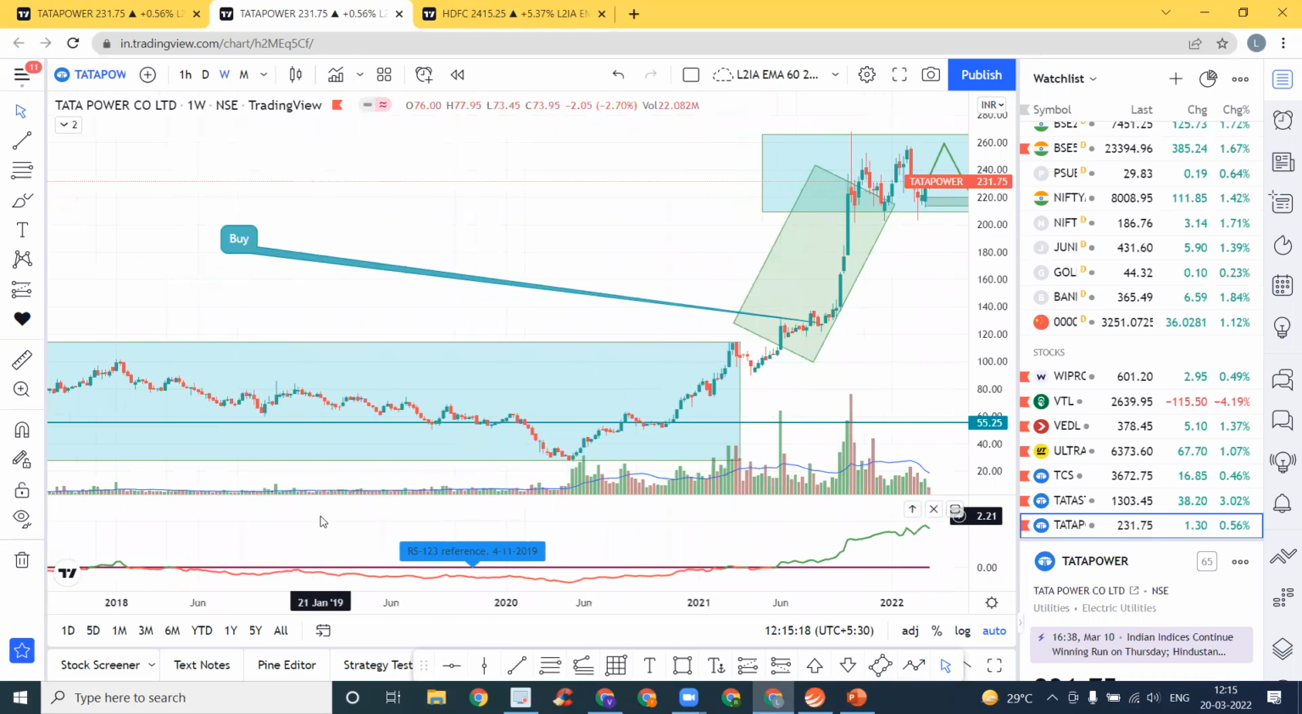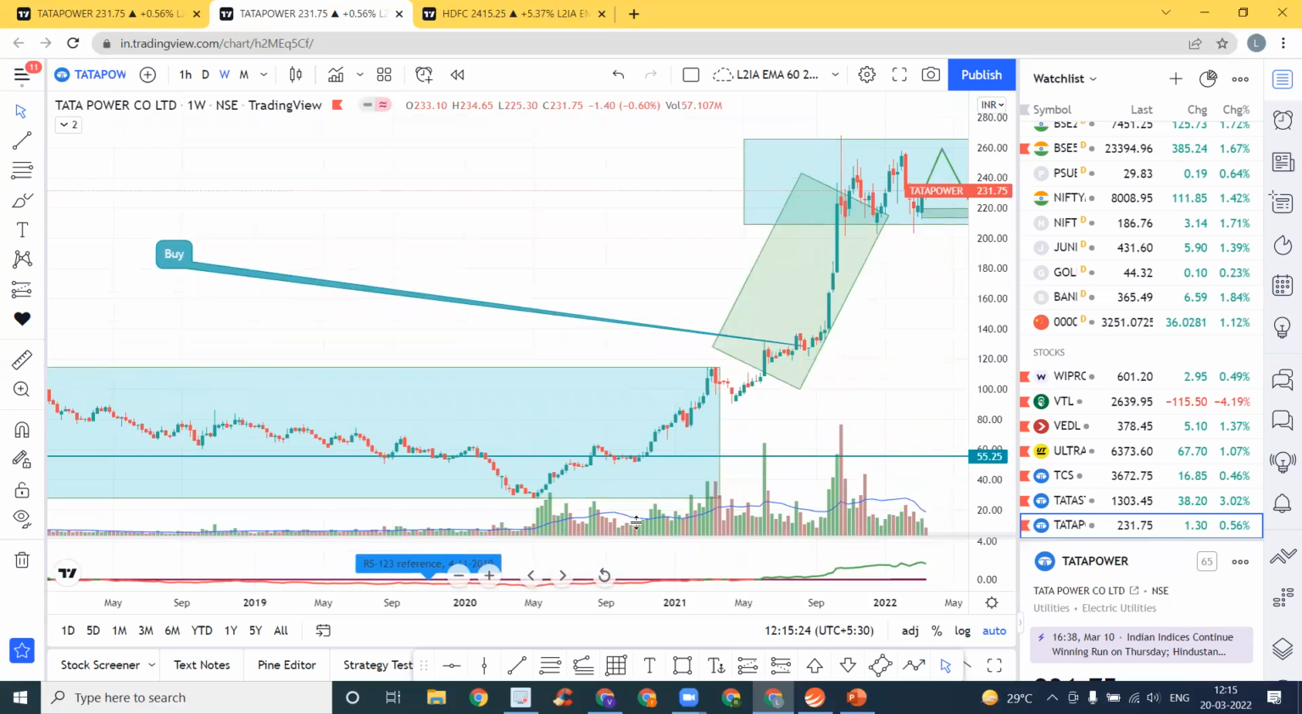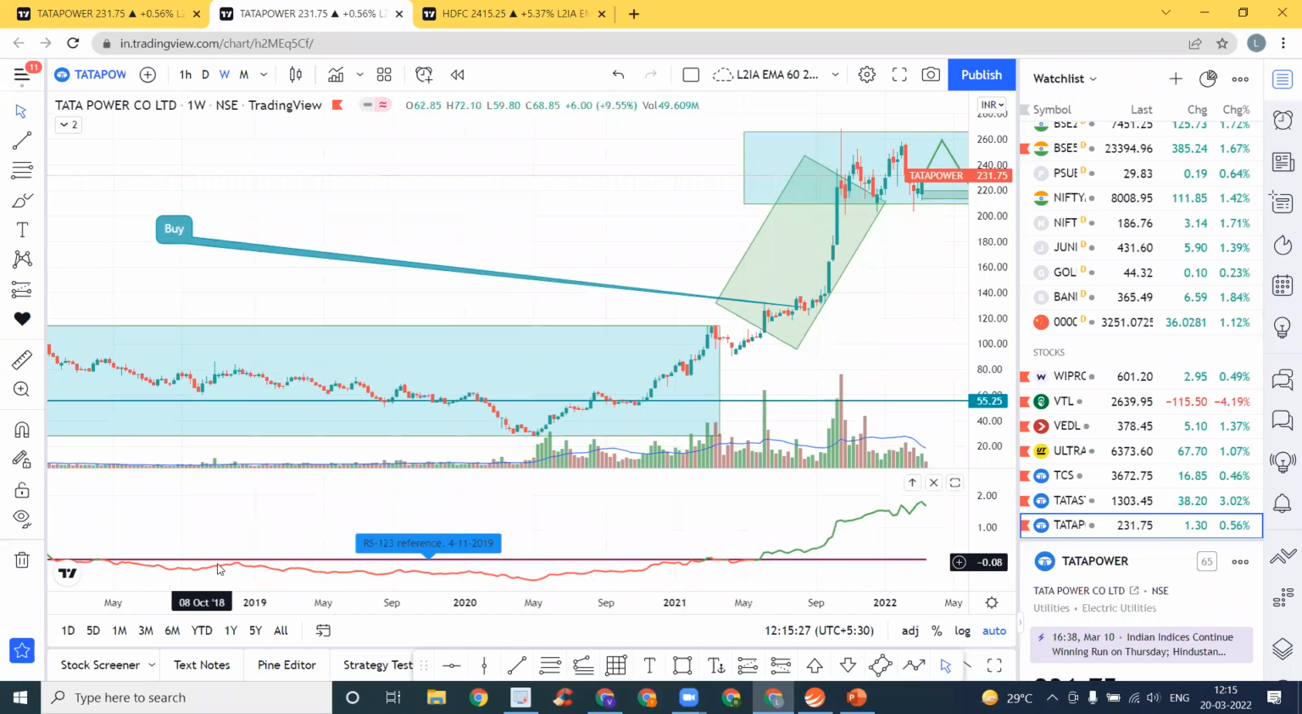So here is the indicator. Now this is the relative strength indicator. I'll explain to you later, but I'll just make you understand this chart. This red line which you are seeing was the time when the stock was in poor condition. You can see here, from here it turned green. The stock has become more powerful than Nifty. This is the indicator which is called a relative strength indicator.